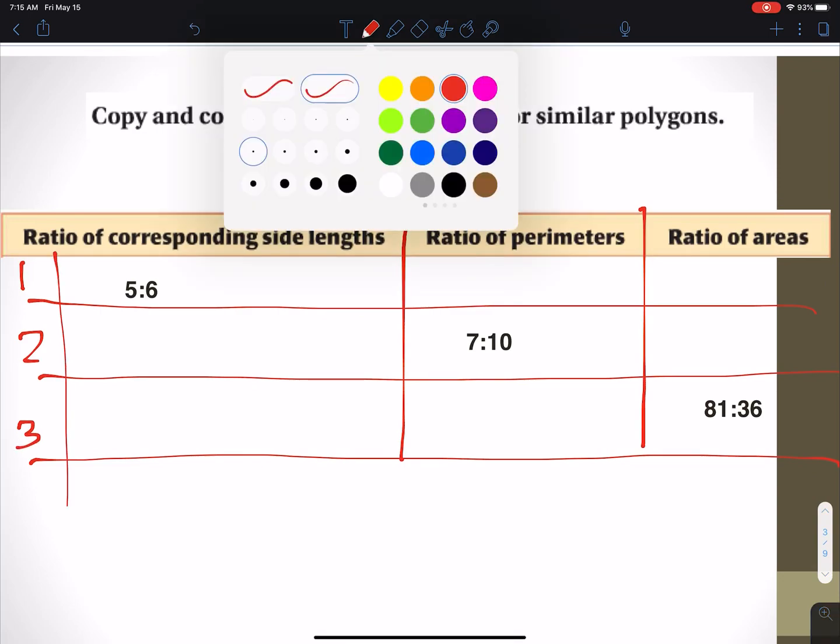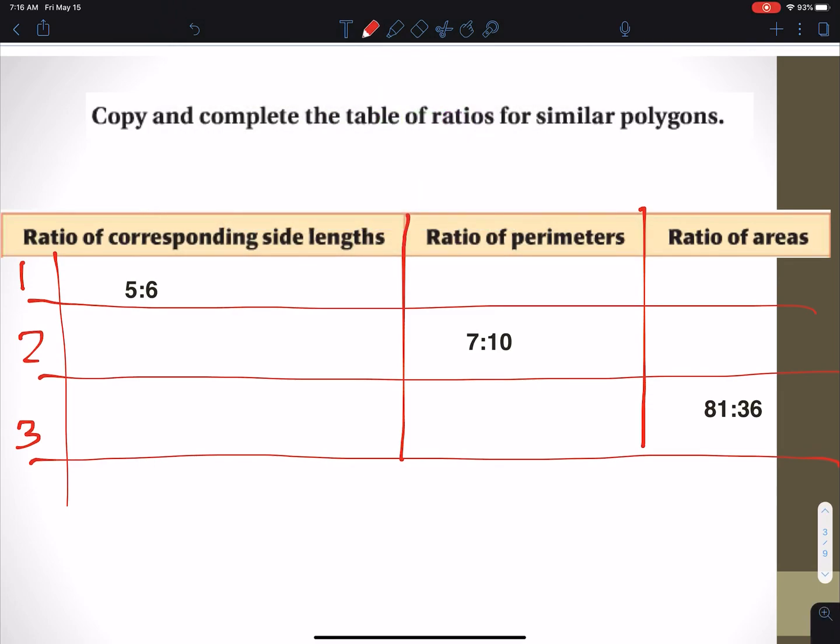So if we were first to look at number 1, ratio of corresponding side lengths is 5:6. So what's the ratio of the perimeter? Well, remember, side and perimeter are the exact same. So this would also be 5:6. Okay. Now to get to area, you're going to take the side length or the perimeter length or ratio and square it. So it would be 25 to 36.